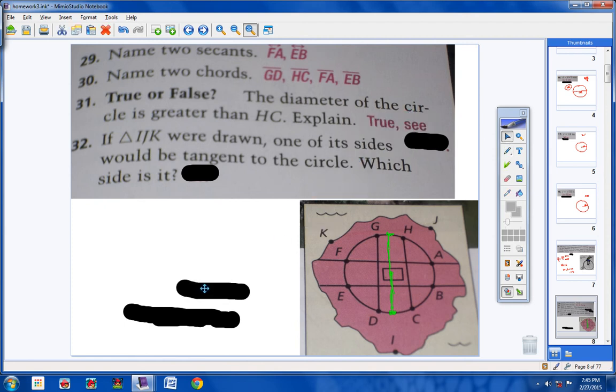That is true. Now, if triangle IJK were drawn, so here's I up to J, over to K, and then down. If you were to draw that triangle, one of its sides would be tangent. Which side is it? To be honest with you, it's going to be KJ, right here. But it's really hard to see with the naked eye. Maybe you would want to use a straight edge or a ruler. KJ would pass through the circle in two places. JI would pass through the circle in two places. But KJ would just barely nick the outside of the circle right here. So JK or KJ would be the tangent line.